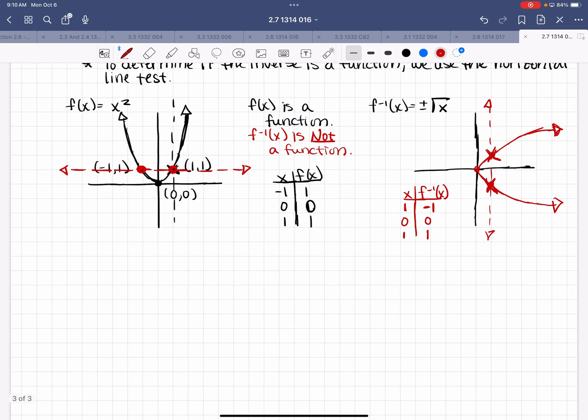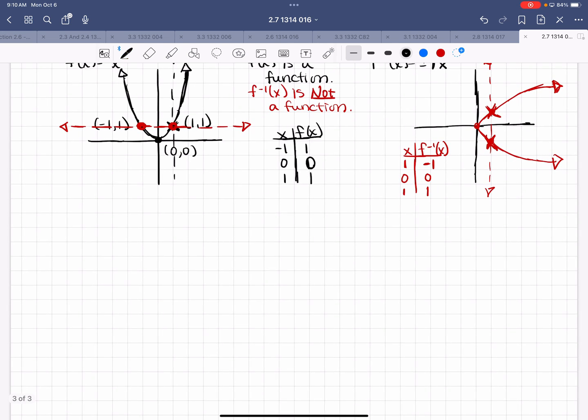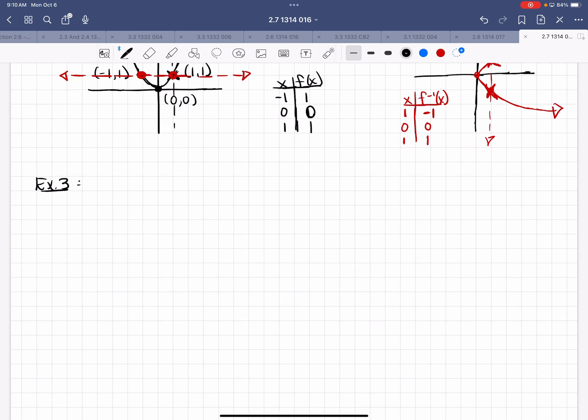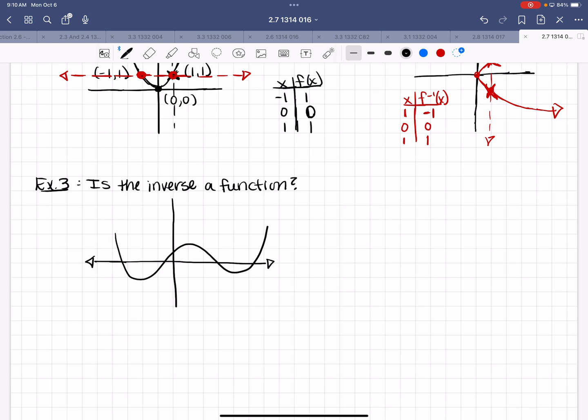All right, let's look at example 3. They're not going to ask you to prove anything like that. I just wanted to show you. They're going to give you something like this. Is the inverse a function? Okay, and they're going to give you a picture. And it might look something like this.